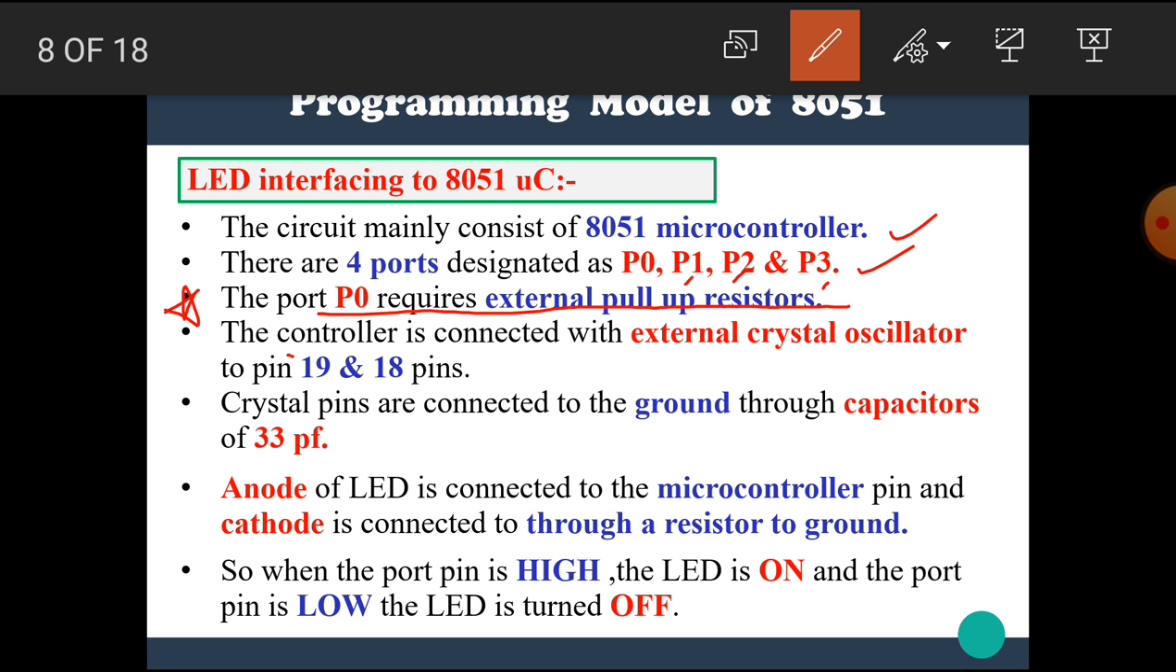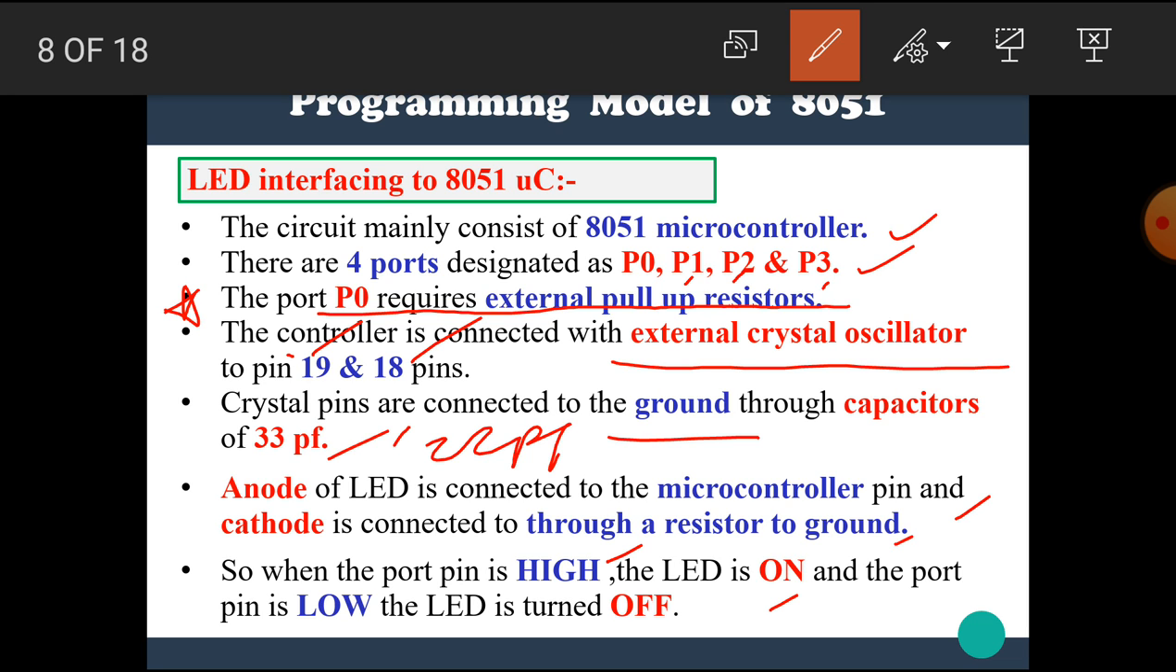The controller is connected with the external crystal oscillator at pin 19 and pin 18. Crystal pins are connected to ground through capacitors of 33 picofarad or 22 picofarad. The anode of the LED is connected to the microcontroller pin, and the cathode is connected through a resistor to ground. So when the port pin is high, the LED is on. Port pin high means the port pin is 1, that is, the plus 5 volt supply is given to the LED, then it is on. When the port pin is low, that is 0 or grounded, then the LED is turned off.